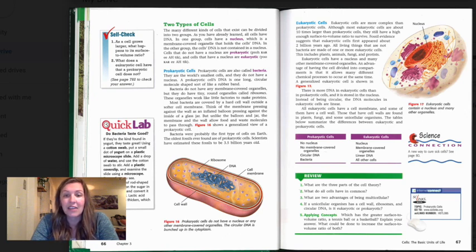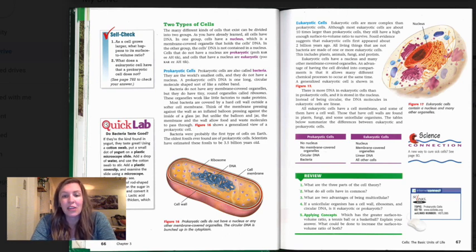All living things that are not bacteria are made up of one or more eukaryotic cells. This includes plants, animals, fungi, and protists. Eukaryotic cells have a nucleus and many other membrane-covered organelles. An advantage of having the cells divided into compartments is that it allows many different chemical processes to occur at the same time. A generalized eukaryotic cell is shown in Figure 17.